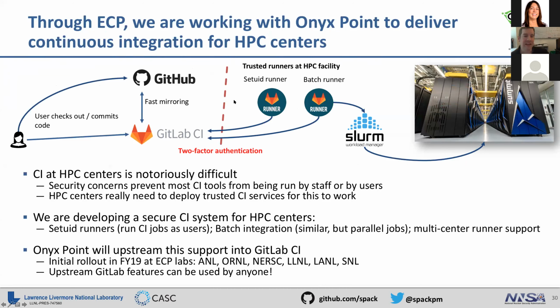And it's related to Spack in that this is what we really hope to use to test this whole ecosystem. So one of the problems you may have seen at HPC centers is that if you try to deploy a CI framework that's usable by users, most of the CI tools like Jenkins or even GitLab out of the box assume that the runners are going to run as some shared user.